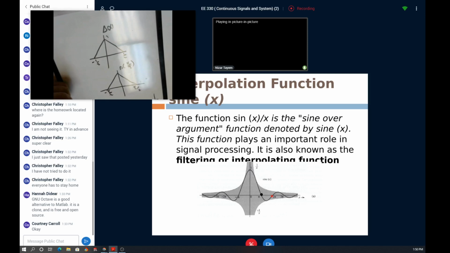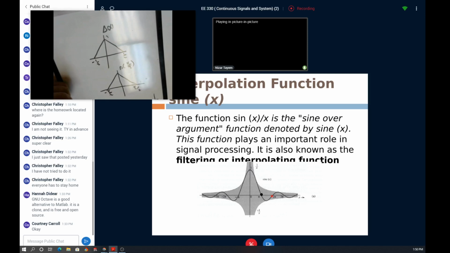Same thing here, the sinc function is an even function. Here we have a positive zero crossing, and again we have a negative zero crossing. So we have a zero crossing at pi. What that means is that the sinc function at this point is equal to 0. Same thing here at minus pi, it is equal to 0.